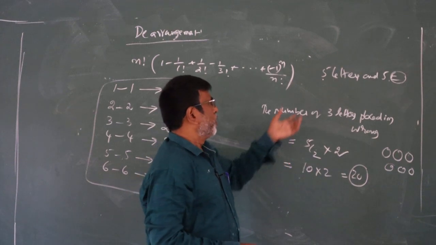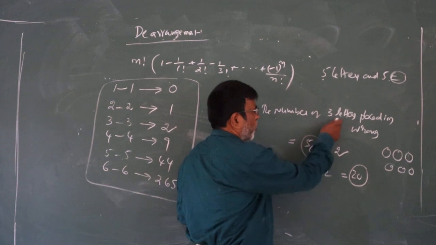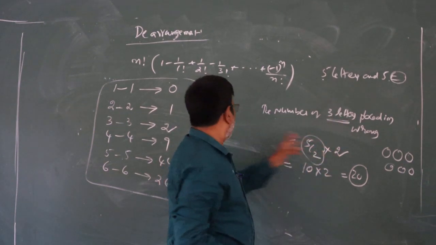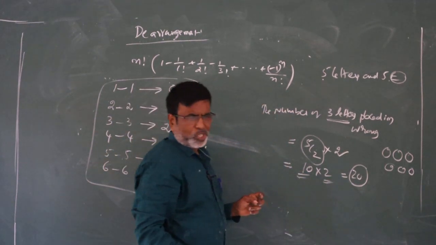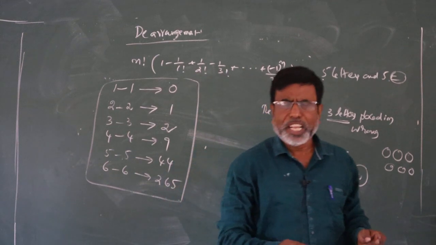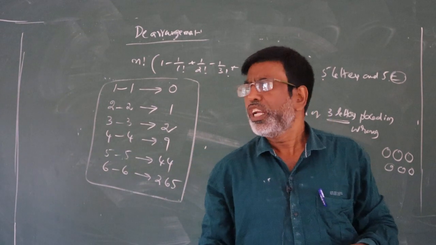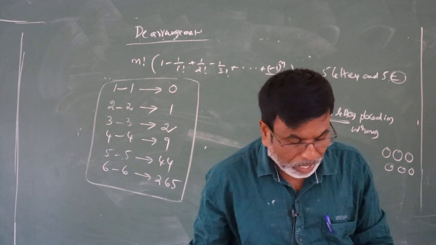So only 2 letters are correct, 2 letters are taken, so 3 letters placed wrong means that is 3, 3 is only 2 ways, so that is 10 into 2, 20 ways. This is about the derangement of the letters. Now let me explain one more concept like this.